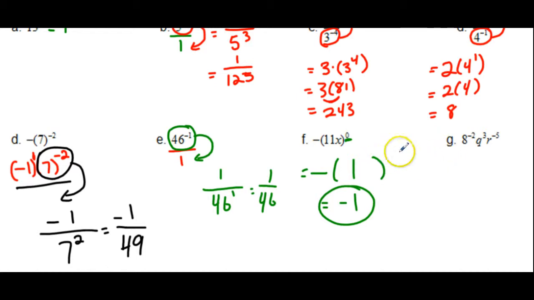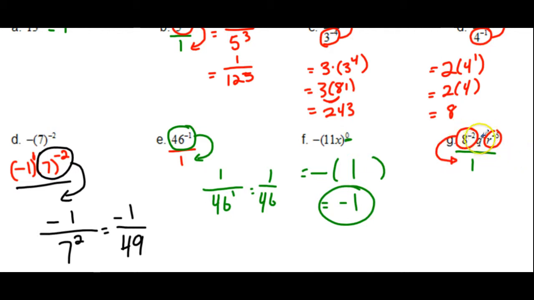So this one's a little trickier. We have 8 raised to the negative 2, q raised to the positive 3, r raised to the negative 5. Alright, so let's just put this all over 1 just to make it look like a fraction because we have negative exponents, right? Since we have negative exponents, we know that this one needs to go and this one needs to go, right? In order to make this negative 2 positive, we're just going to take that and put that on the bottom.